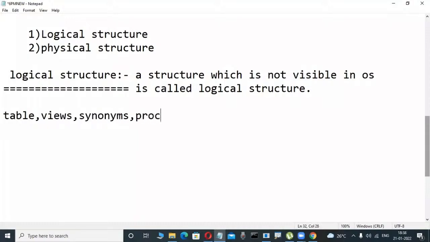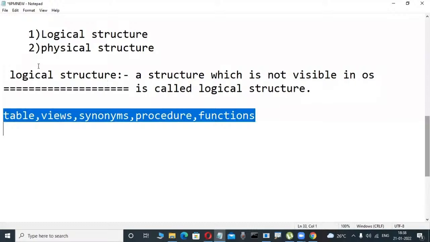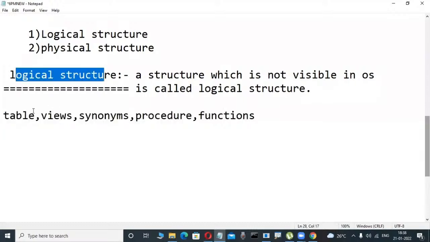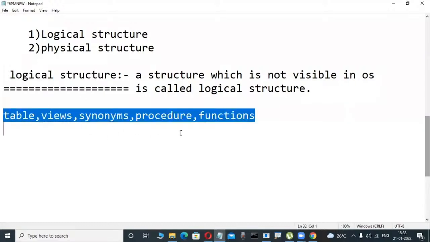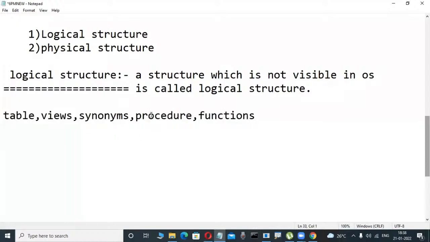So many things are there. Procedures are there, functions are there, triggers are there, packages are there. These are all logical structure. That is not visible in the operating system. Whatever objects we are learning in our courses, so many objects are not visible in the operating system.